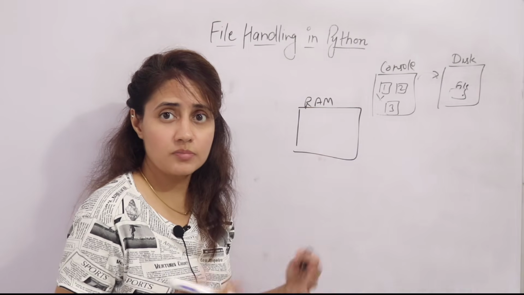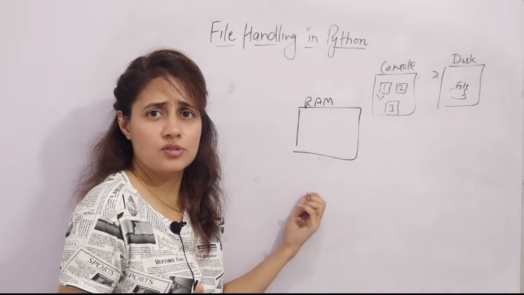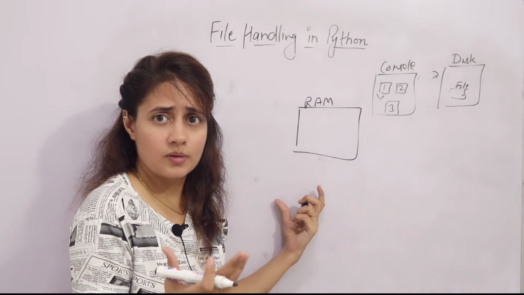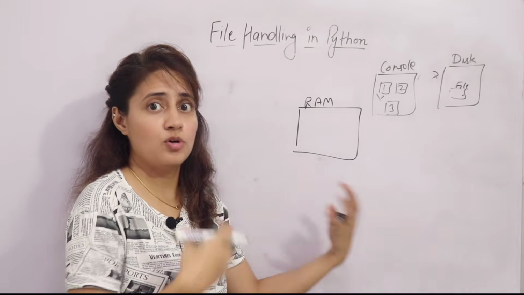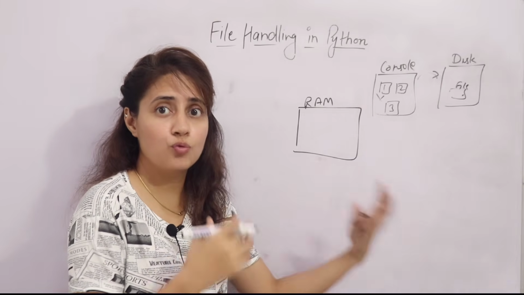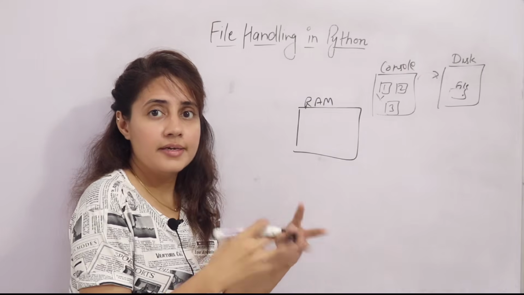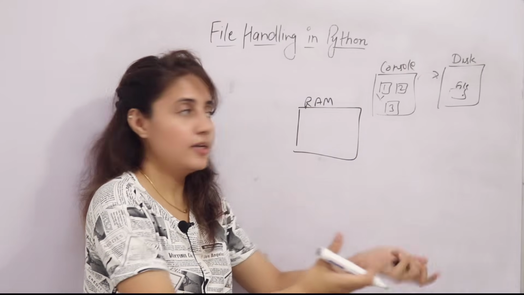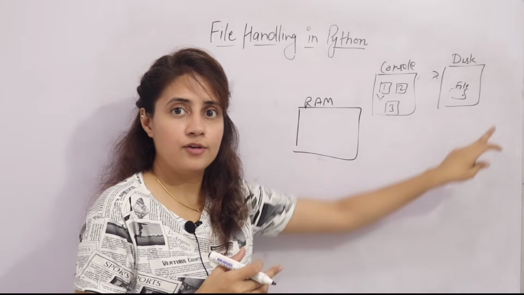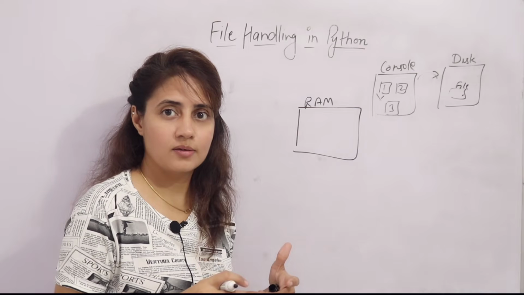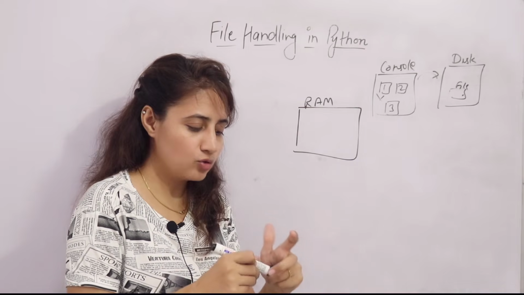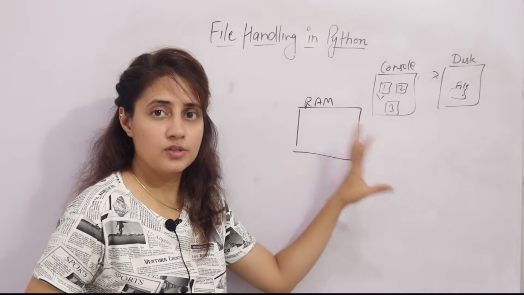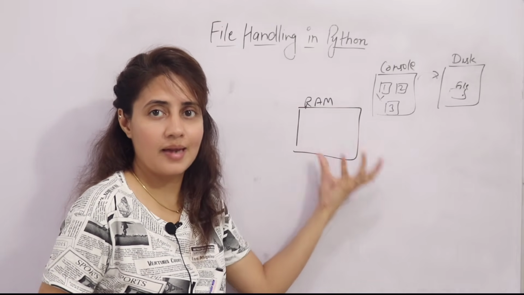Third thing, obviously RAM is a limited amount of memory, right? So if you want to display a large amount of data, that is also sometimes not possible with the help of the console. So we store that data in a file directly on the hard disk, and we can view that file, right? Displaying a large amount of data on the console is not possible because of limited space, limited RAM memory.